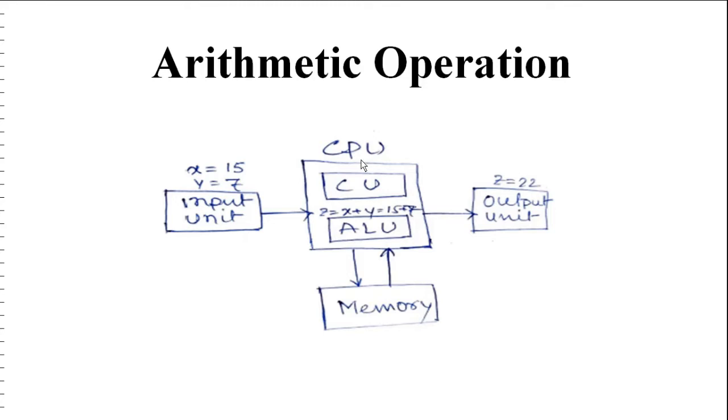According to the arithmetic operation, here we conduct the addition. This arithmetic operation is done by the arithmetic logic unit. When the arithmetic logic unit realizes that there is an addition, based on this operation it takes the two operands 15 and 7 through the variables x and y and performs the arithmetic operation. At last the resultant value is stored in another variable z, and the z value is displayed through the output unit. In this way the basic arithmetic operation is conducted.